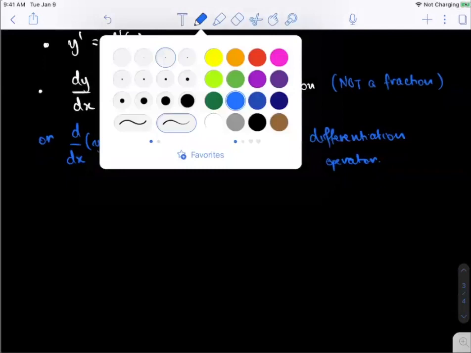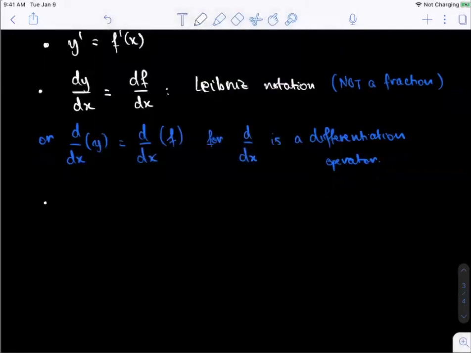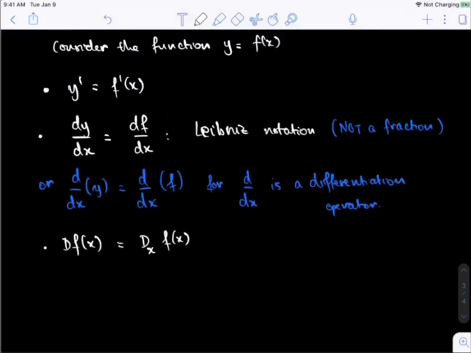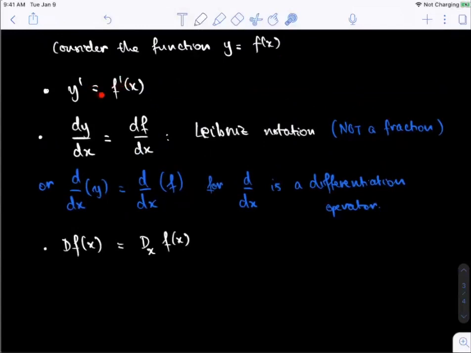Another notation you might want to know is D of f(x). The capital D in this case is also a differentiation operator applied on the function f(x), or D sub x of f(x). It indicates that I want to find the derivative of the function with respect to x. These are the few notations you might want to know. Most of the time, I'm going to use the prime notation and the Leibniz notation, dy/dx or df/dx.